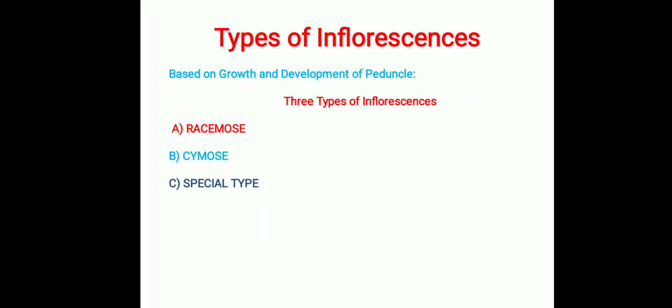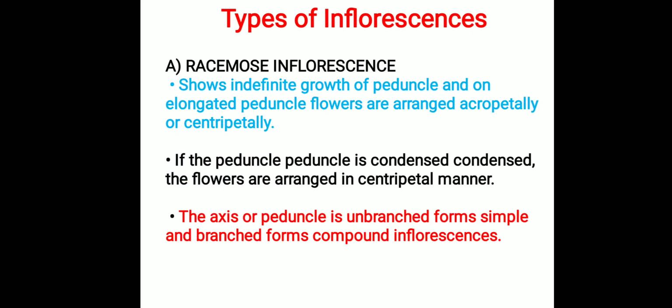Next, types of inflorescences or classification of inflorescences. Depending upon the mode of arrangement of flowers and nature of peduncle, the inflorescences are of the following three main types. First, racemose inflorescence, second, cymose inflorescence, and third, special types of inflorescences. Let us see one by one. First, racemose inflorescence.